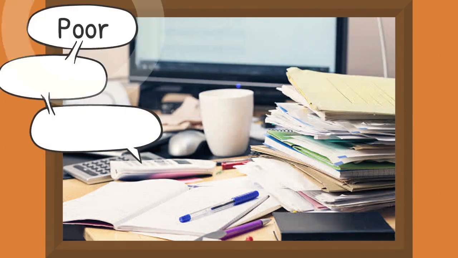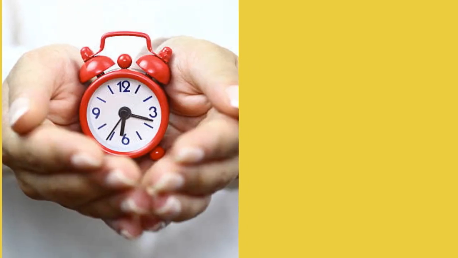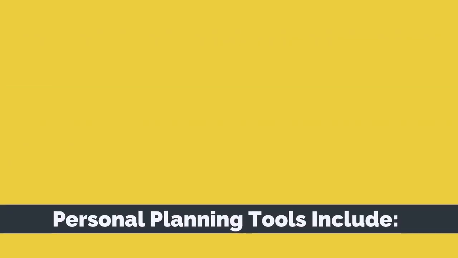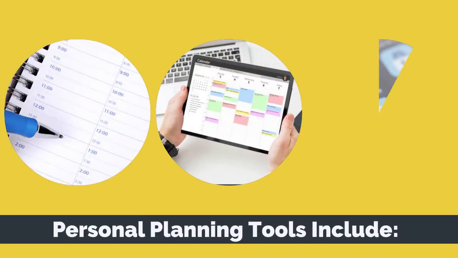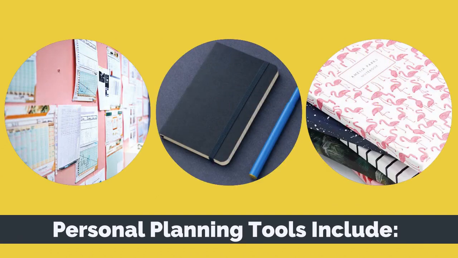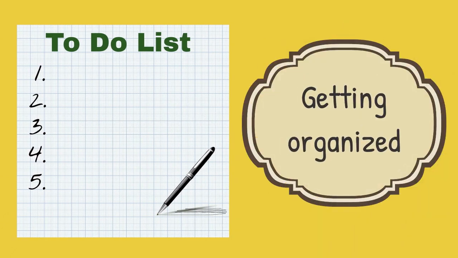Disorganization leads to poor time management. Time management experts recommend using a personal planning tool to improve productivity. Personal planning tools include planners, calendars, phone apps, wall charts, pocket diaries, and notebooks. Using to-do lists is a very important part of getting organized and getting things done.